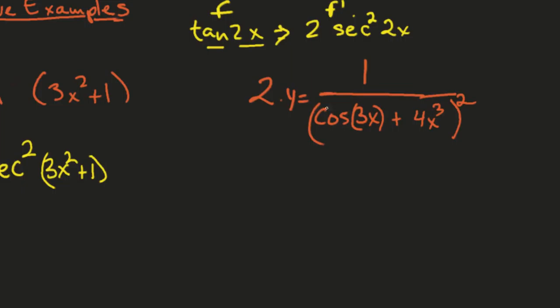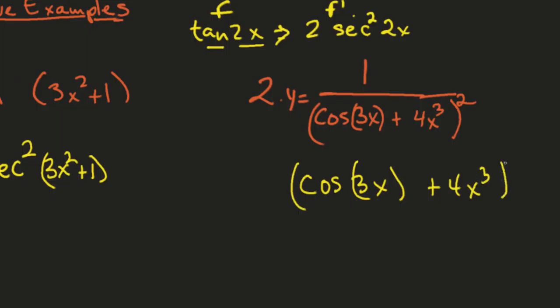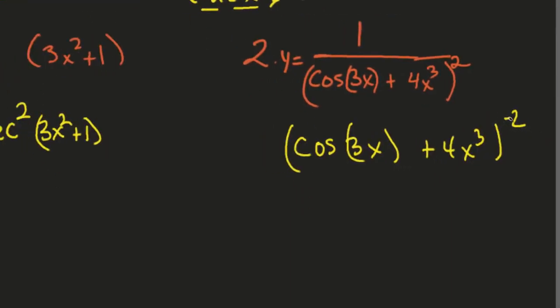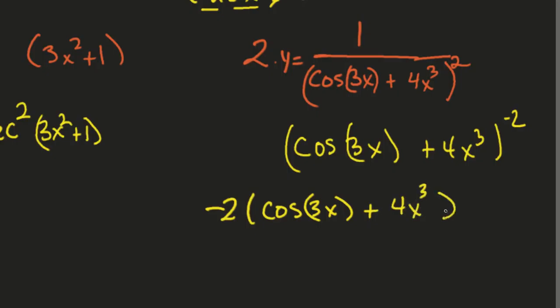This is at first glance a quotient rule, but I don't see an x up here, so you don't need to do the quotient rule. Here you need to look at the chain rule. Bring this up. Make it cosine 3x plus 4x cubed, all raised to the negative 2. Then this is a chain rule within a chain rule. The first chain rule is this numerical one. Bring the negative 2 down. Rewrite it. Then multiply by the derivative of the inside.